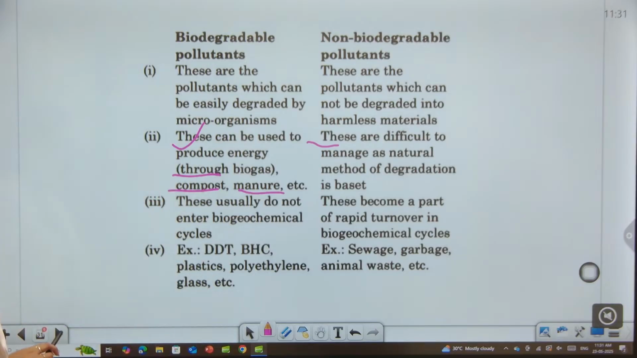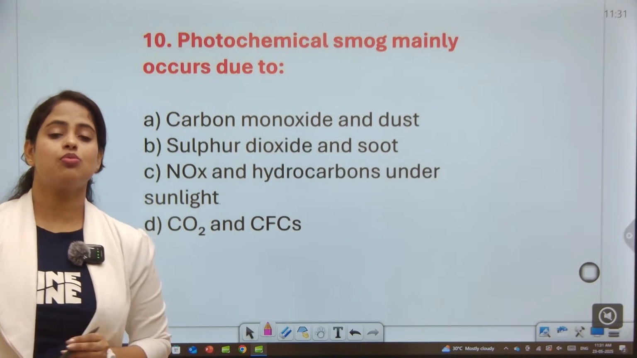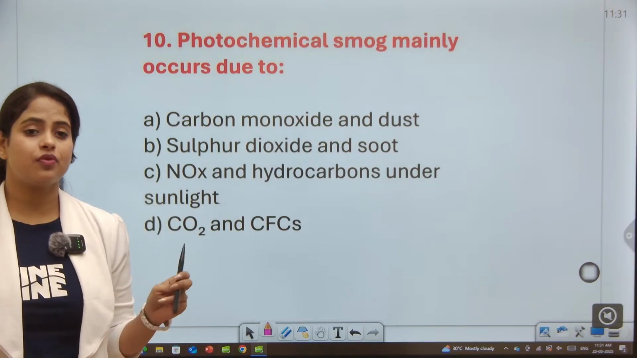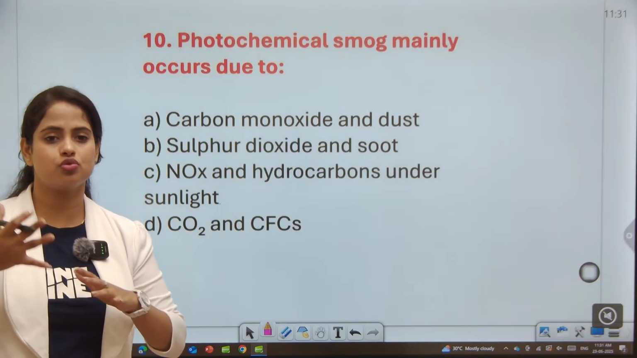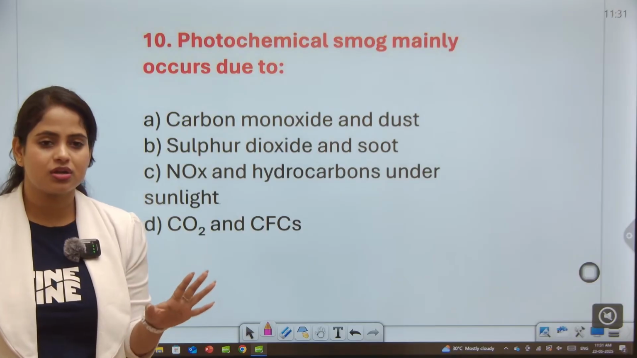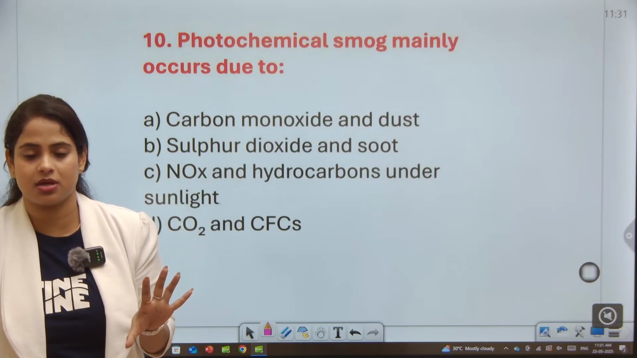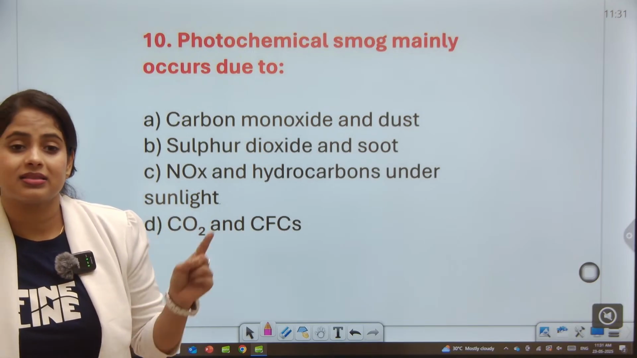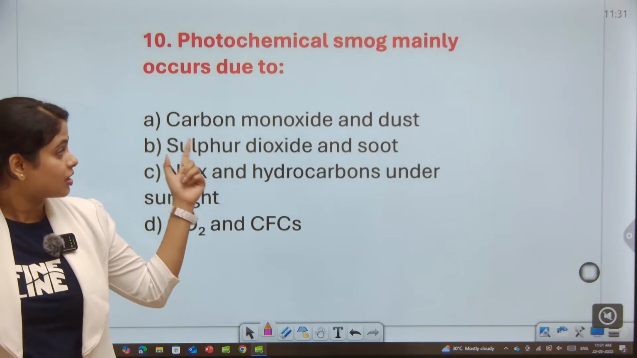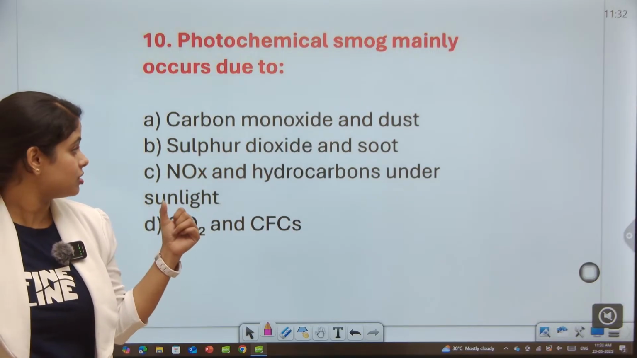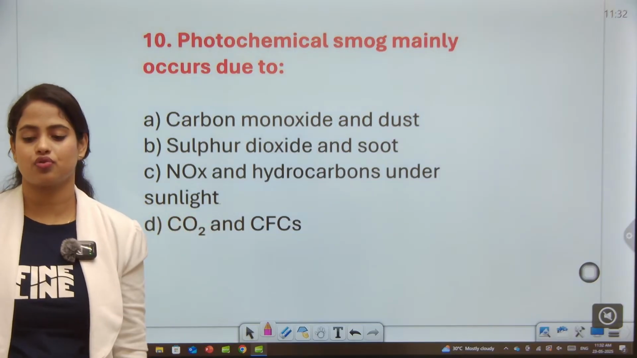Clear? Next, photochemical smog mainly occurs due to what? In Delhi, you see the environment and atmosphere is full of smoke on normal days, not in winter or summer. It looks dusty. That is not about fog; that is about photochemical smog. The main reason for generating photochemical smog is carbon monoxide, dust, sulfur dioxide, soot, nitrogen oxides and hydrocarbons under sunlight, or carbon dioxide and chlorofluorocarbons.